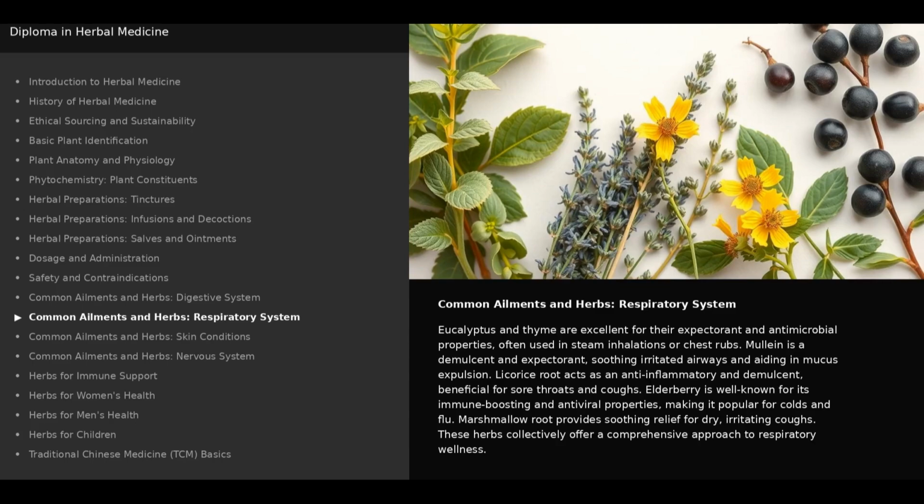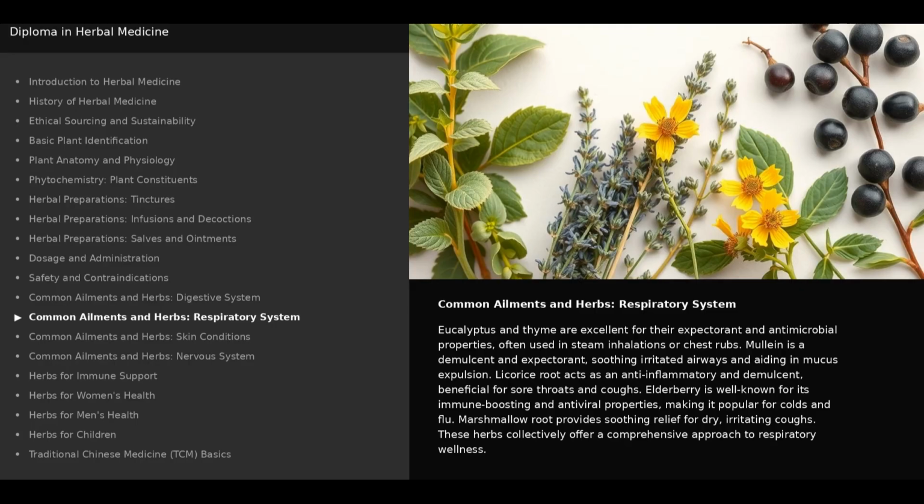Eucalyptus and thyme are excellent for their expectorant and antimicrobial properties, often used in steam inhalations or chest rubs. Mullein is a demulcent and expectorant, soothing irritated airways and aiding in mucus expulsion. Licorice root acts as an anti-inflammatory and demulcent, beneficial for sore throats and coughs.